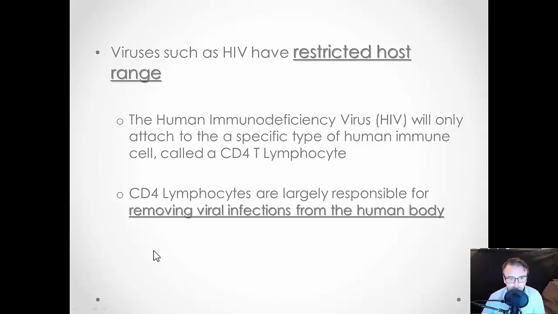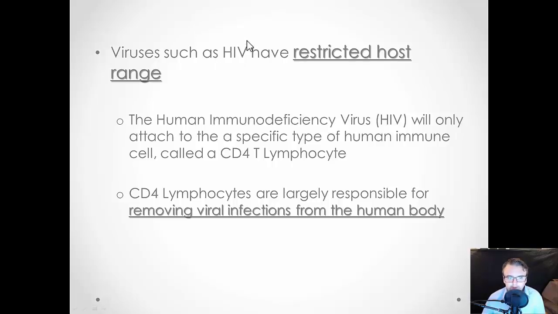So that's an example of why we see a broad host range in rabies. On the other side of things, looking at a restricted virus, an example would be the HIV virus. HIV stands for the human immunodeficiency virus. This is one we're probably familiar with, and it infects people, as we know, and is sexually transmitted.